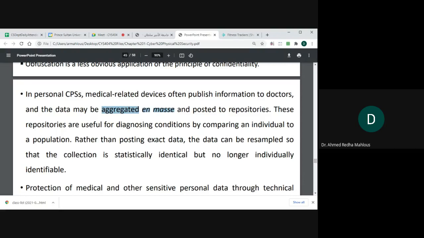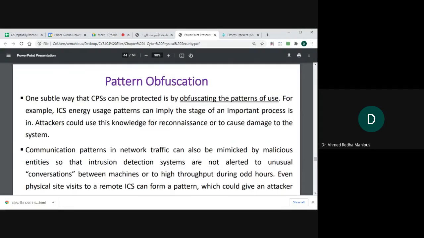Okay, in such, we talk about the data and resample the data, which means that if someone accesses that repository, will access that server, he will no longer be able to identify the data exactly to which person or to which patient belongs to that data. Okay, this is what we mean by we apply the pattern obfuscation.